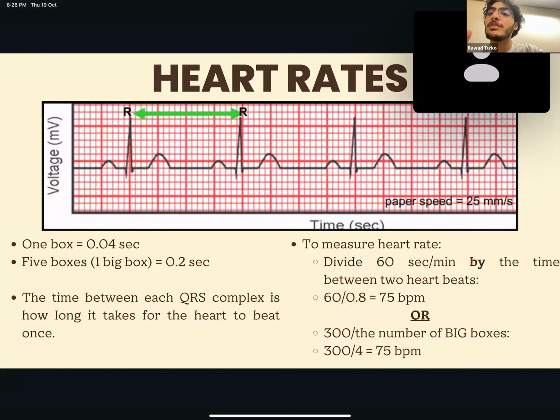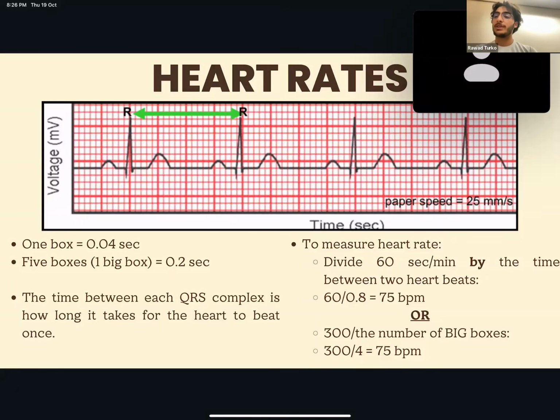Do you see the R and R, that green arrow on the diagram? How many big boxes is that? 1, 2, 3, 4. There are 4 big boxes, and we said one big box is how much time? 0.2. So what are 4 boxes going to be? 0.8. So we divide 60 by 0.8, and that's how we get the heart rate, which is 75 beats per minute.